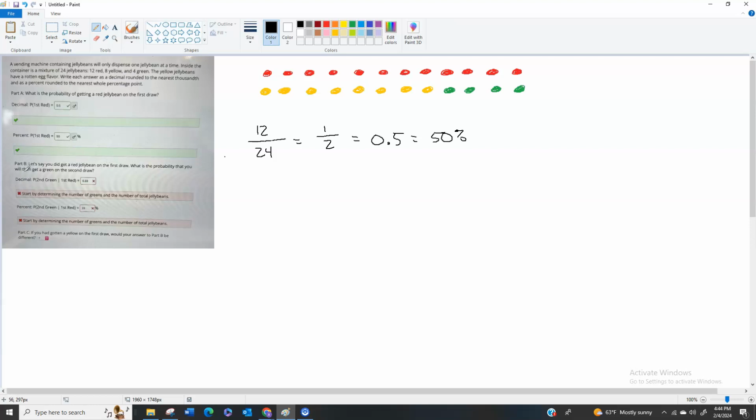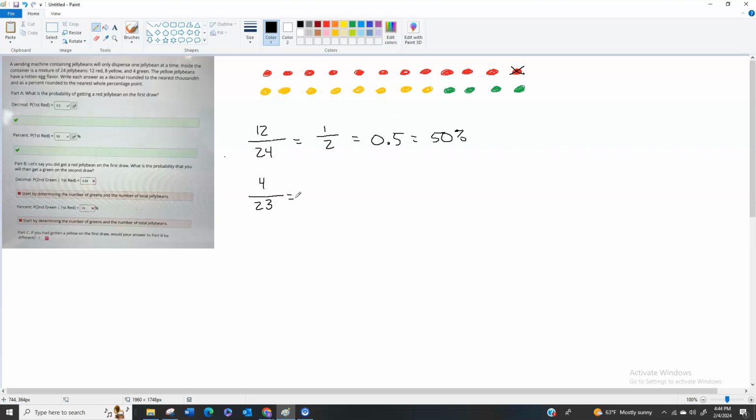What is the probability that you will then get a green on the second draw? Well, we're assuming you're not throwing the jelly beans back in the bag. When you take a jelly bean out, you're eating it or giving it to someone. And so it changes, because now we have one less jelly bean. So now the probability that you get a green on the second draw is 4 out of 23, because you don't have 24 jelly beans anymore, and we're looking at the green ones. So we're looking at these 4 green ones out of the 23 that are left.